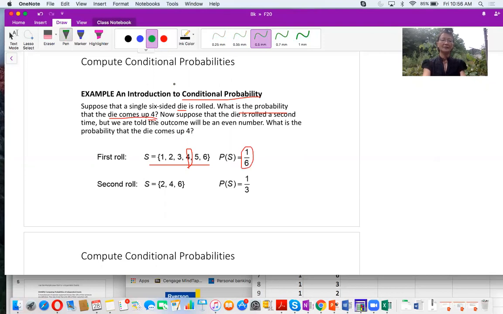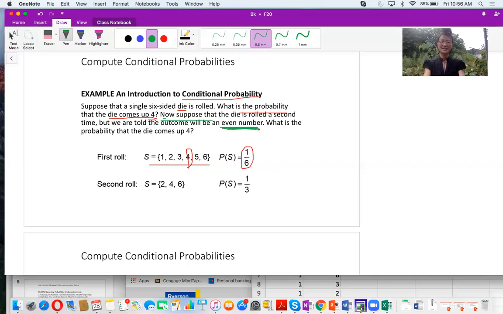So now, suppose that the die is rolled a second time. Roll the die again, but we are told the outcome will be an even number.